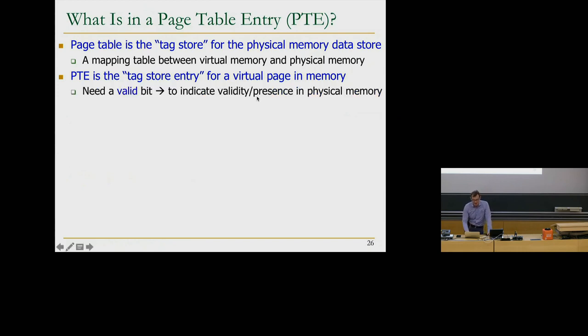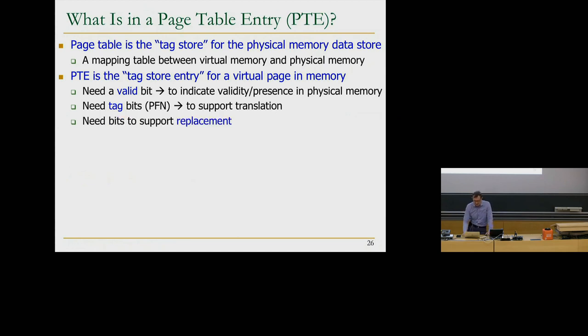Basically, this indicates the validity or presence of the virtual page in physical memory. And we've already discussed that. You've already seen an example. You need tag bits, or physical frame number or physical page number, to support the translation. If a mapping exists for this virtual page, you need to get the physical page number. So we've seen that. You need bits to support replacement.